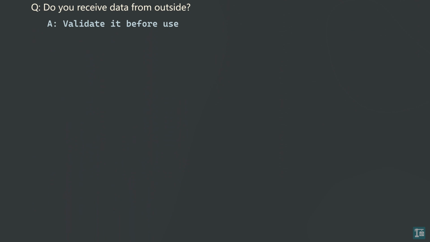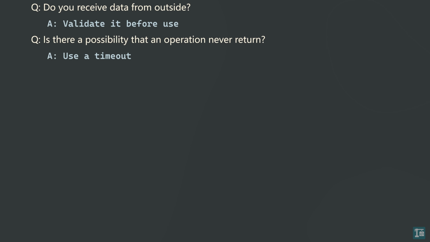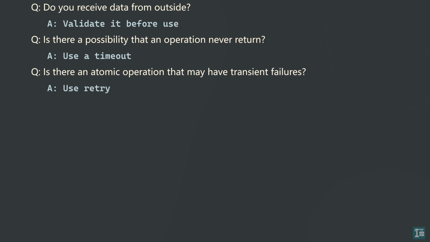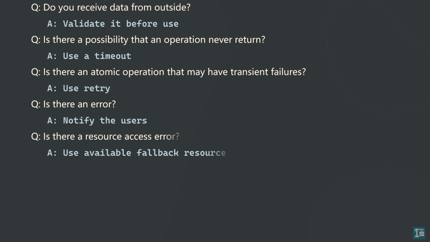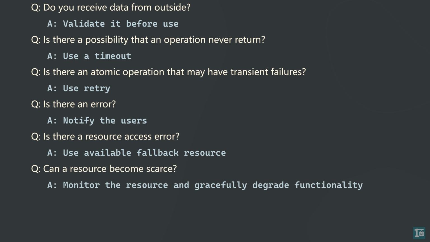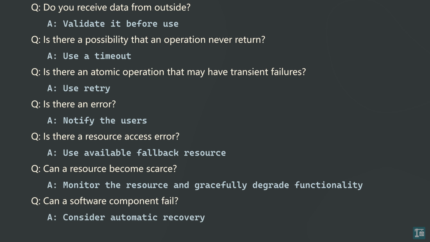If you receive data from outside, validate before use. If there is a possibility that an operation never returns, use a timeout. If there is an atomic operation that may have transient failures, use retry. If there's an error, notify the users. If there is a resource access error, use an available fallback resource. If a resource can become scarce, monitor it and gracefully degrade functionality. If a software component is prone to fail, consider automatic recovery. Additionally, also consider user notification, redundancy, and graceful degradation.